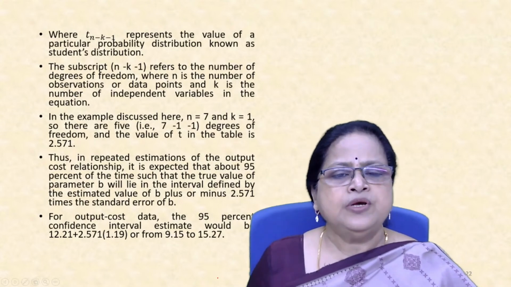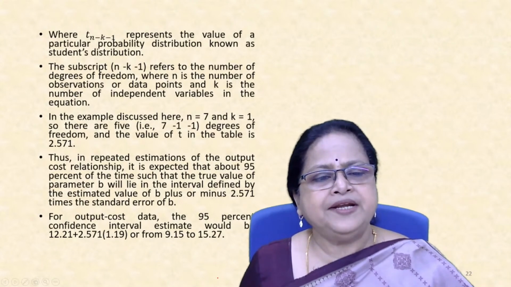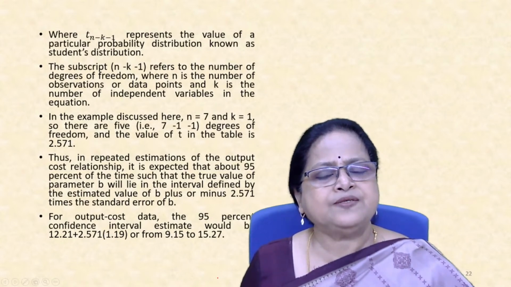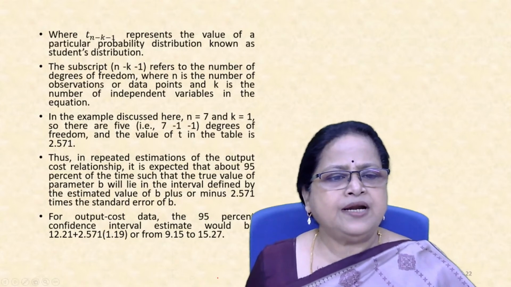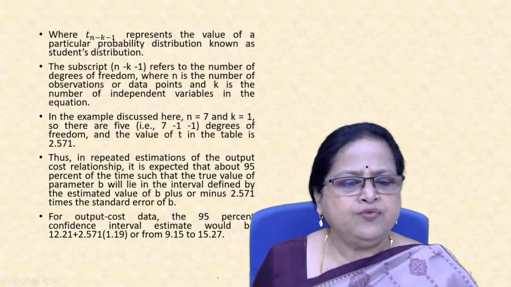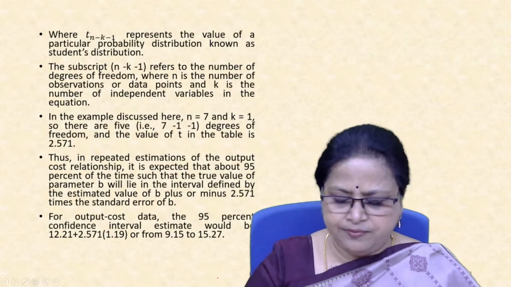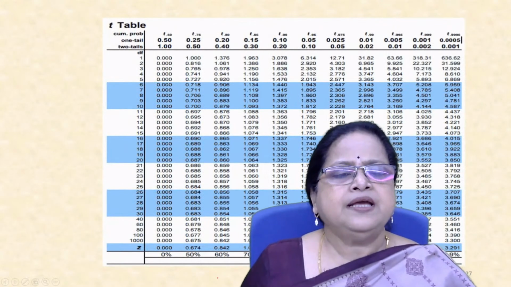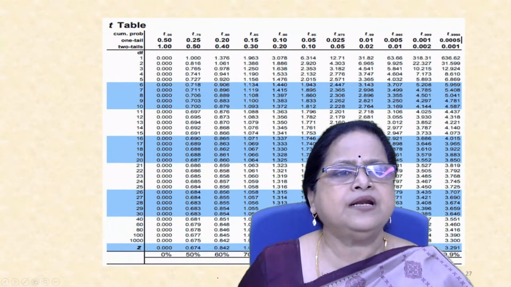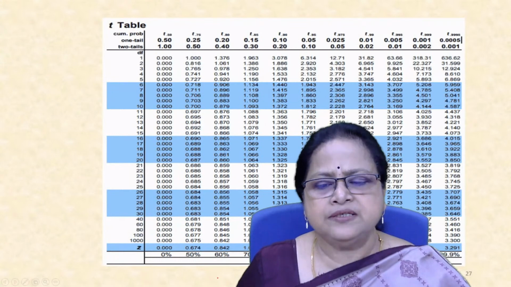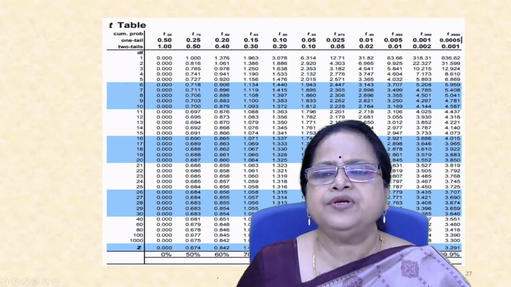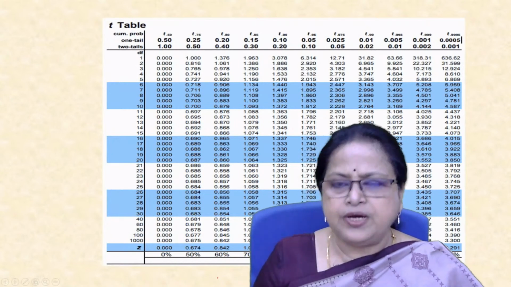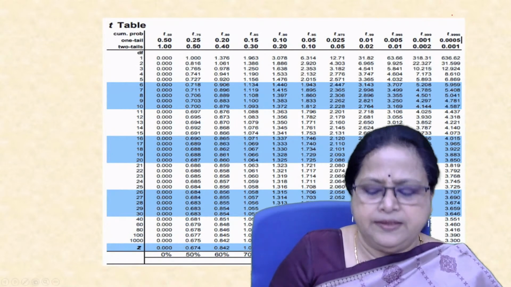Now we have to go and search the t table, that is 95%, with n-K-1 equal to 5. So at 5 degrees of freedom, we can find out the value. What is the value of that? Let us go to the t table. Here, in the t table, you can go for 95, yes, 95, and for 5, 2.571. That is 2.571.